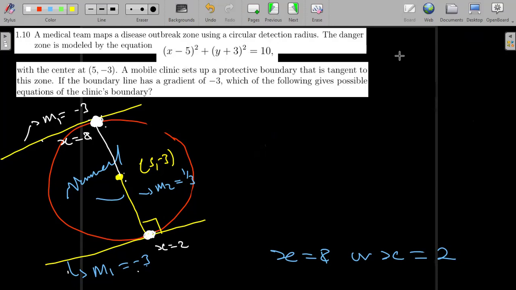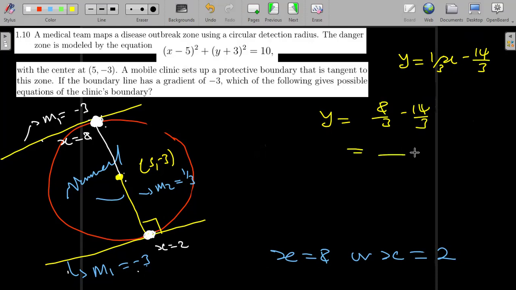The equation of the normal line that we had found was y is equal to 1 over 3x minus 14 over 3. So what is y if my x is 8? If I put 8 there, it will be 8 over 3 minus 14 over 3, which will just be 3. This one minus this is going to give me minus 6 over 3, which will just be minus 2. So if my x is 8, y is minus 2. So the point here is (8, minus 2).